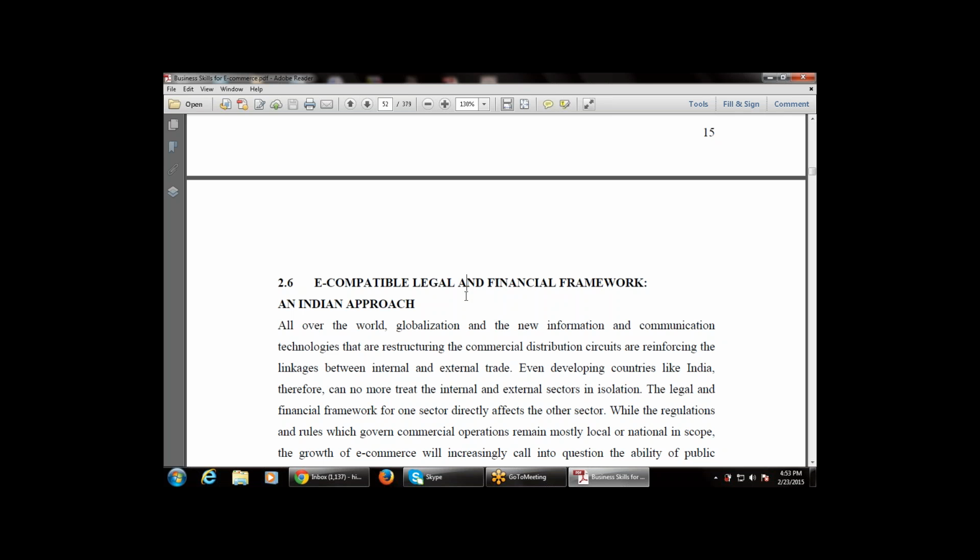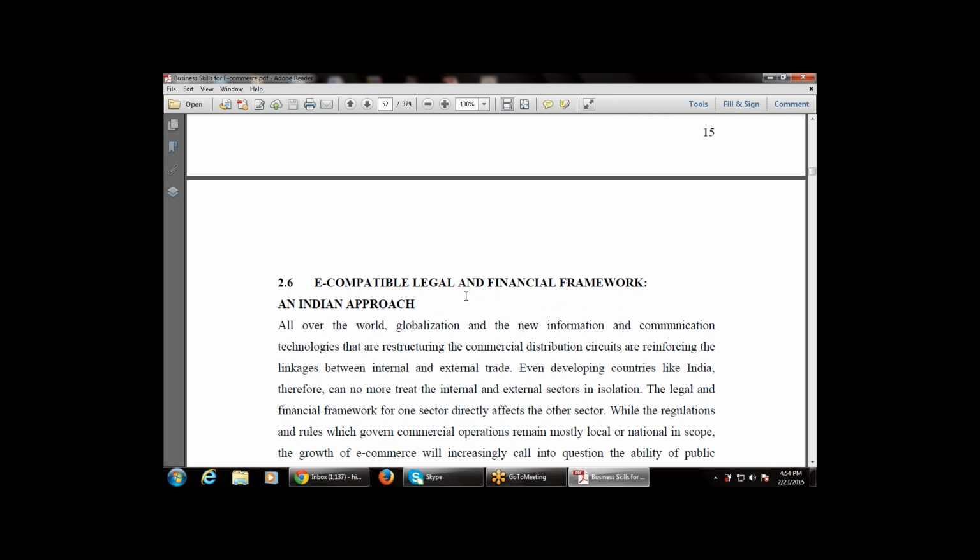All over the world, globalization and the new information and communication technology are restructuring the commercial distribution circuits and reinforcing the linkage between the internal and external trade. That is the e-commerce compatible legal and financial framework. Even developing countries like India, therefore, can no more treat the internal and external sectors in isolation.